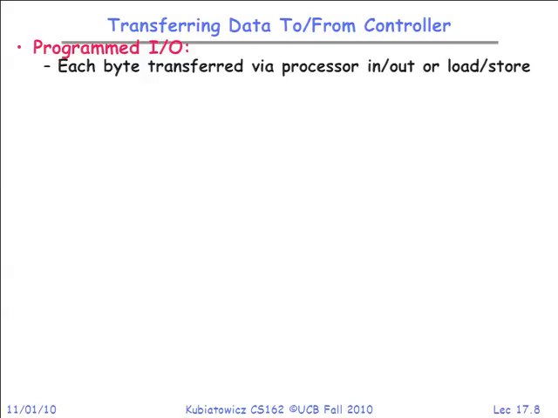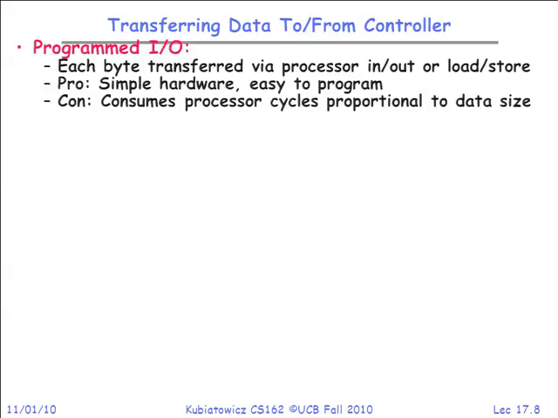Every byte or word is transferred by the processor doing a load or store directly to the device. That's the easiest thing to imagine. The pro of this is very simple hardware: it's only the normal memory mapping. The con, of course, is that processor cycles are consumed in proportion to the size of the data. So if you've got to pull in a gigabyte, that's much more processor time.